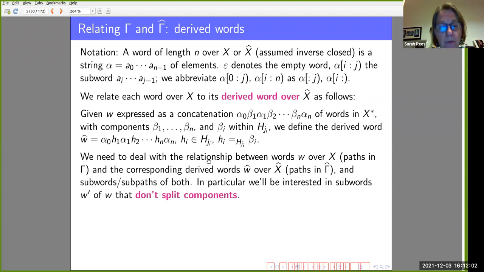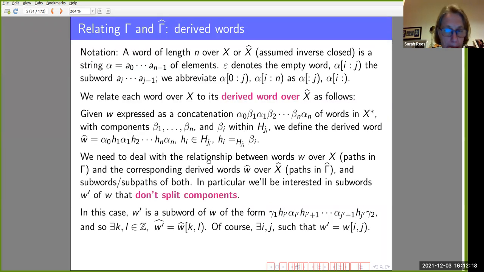With the subwords, many of the subwords that we're going to meet of the input word W, we'll be interested in the ones which don't split the components of W. You'll see why later. So that is to say, words where the subwords that appear in subgroups are there in their entirety and haven't been split.